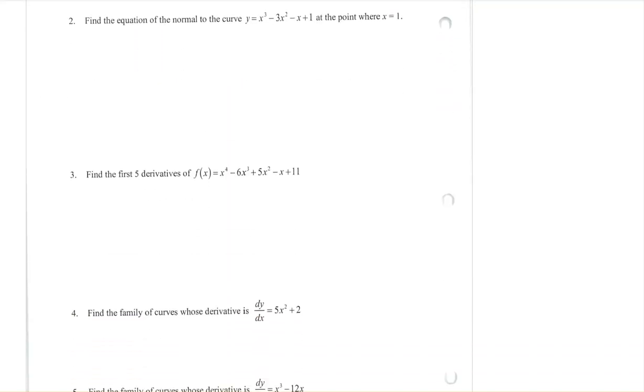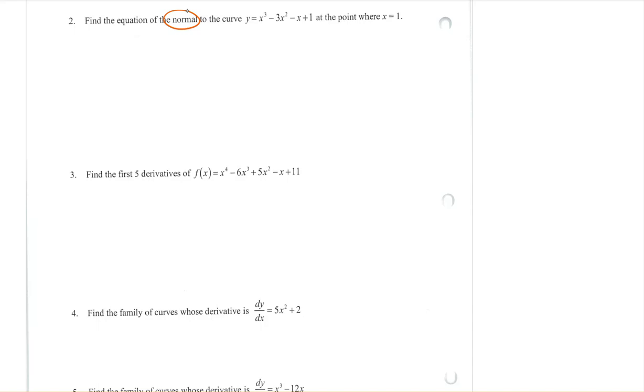Question 2. Find the equation of the normal, okay? Normal this time, not a tangent, so there's a little bit more work involved when it's a normal. I have an equation y equals x cubed minus 3x squared minus x plus 1 at the point where x equals 1. Okay, so it's a lot of the same kinds of steps.